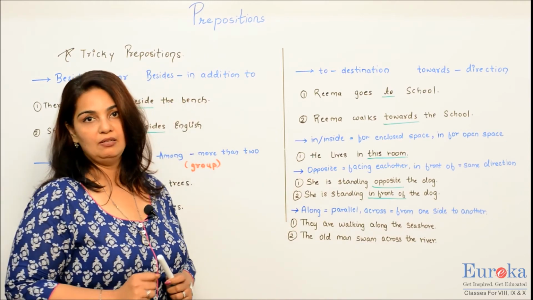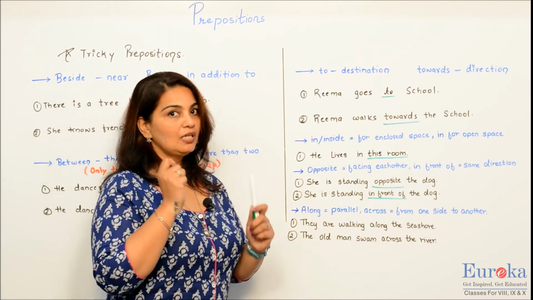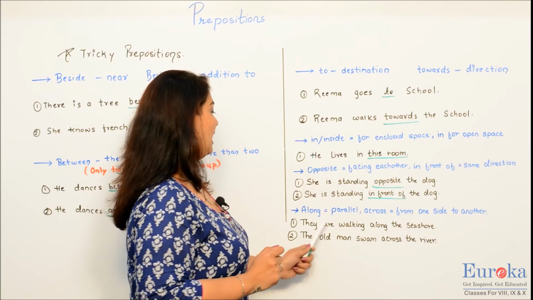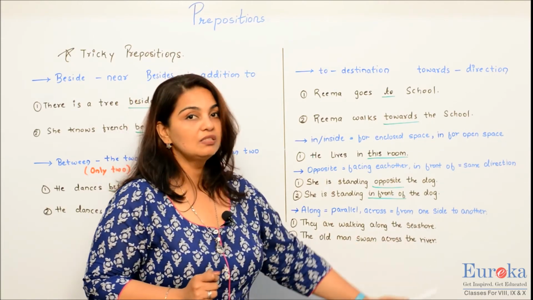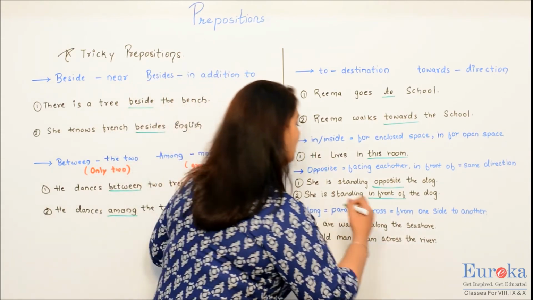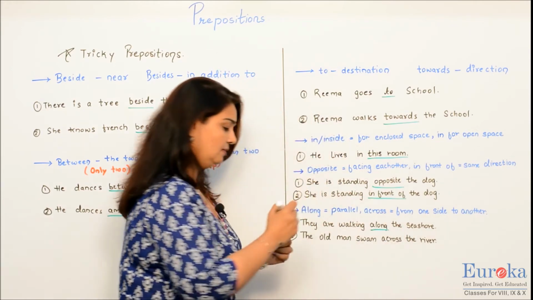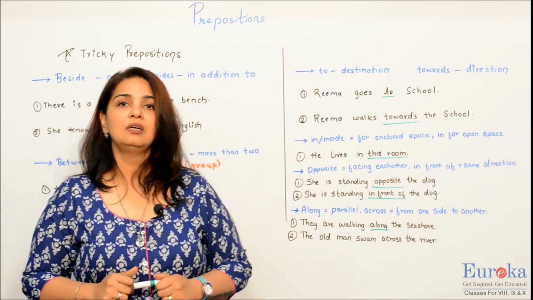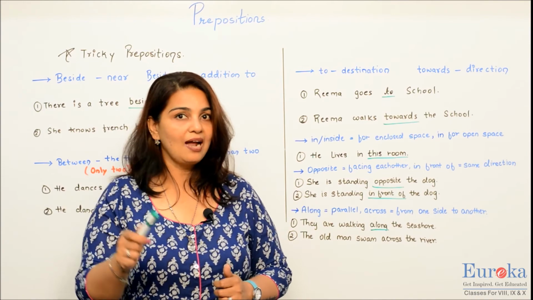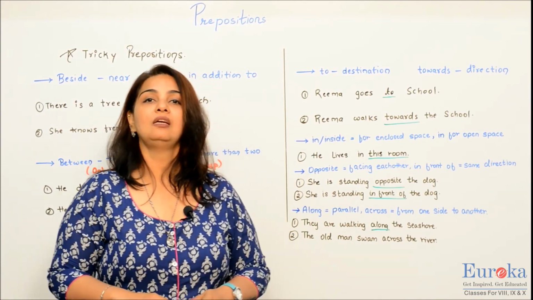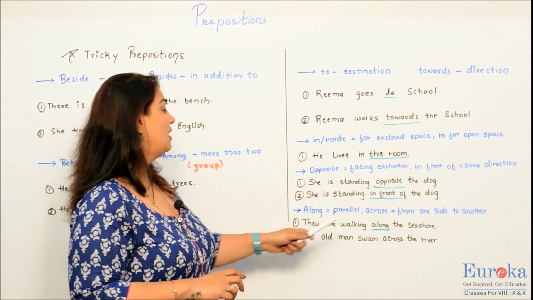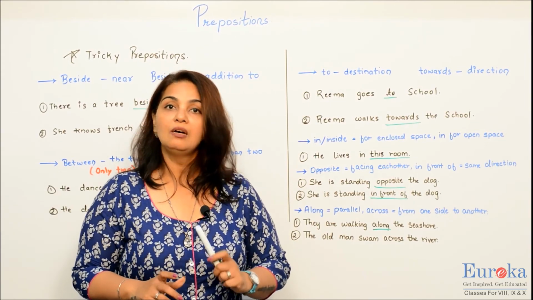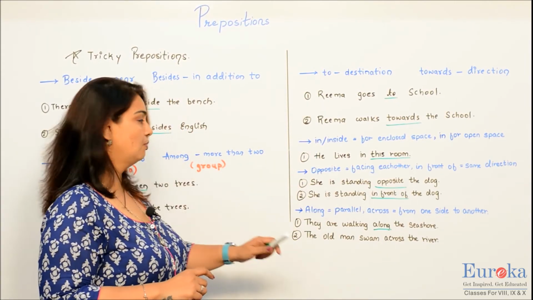The last one, along and across. Along means parallel. It will never intersect. They are walking along the seashore. Over here, along means you are parallel. You are not walking in the water. You are walking on the sand, but the sand is parallel to the sea. And that is the reason we say they are walking along the river or the seashore.